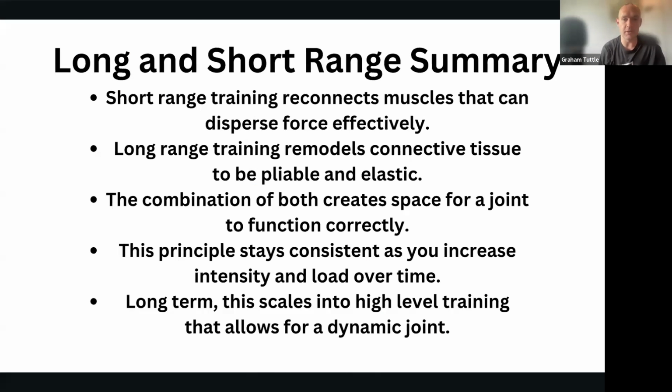So a quick summary of the short and long range is that short range training reconnects muscles that can disperse force effectively. Long range training remodels connective tissue to be pliable and elastic. The combination of both creates space for a joint to function correctly. Now, again, there's a skill movement and there's a movement pattern and a skill component to this stuff, and let's say a mobility aspect for the messiness of rotation that needs to be addressed there. But you have space in the joint, which is the most important part.